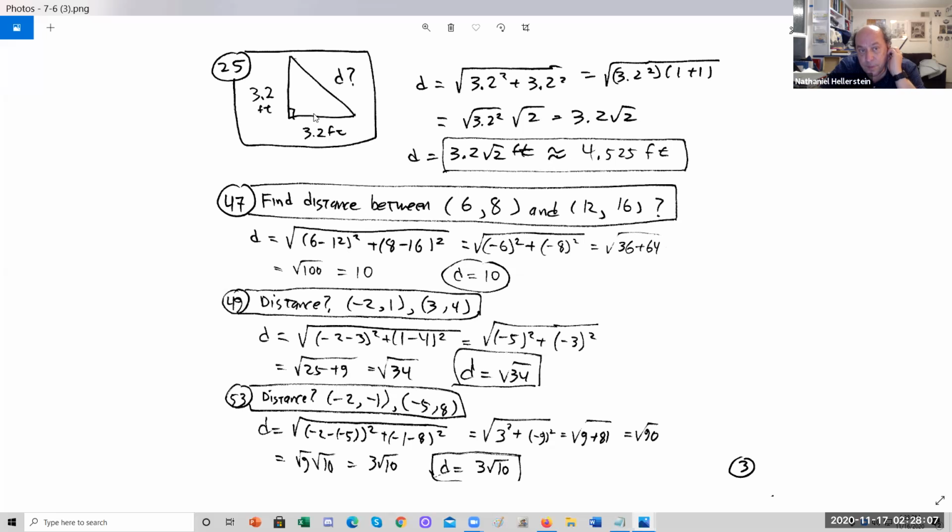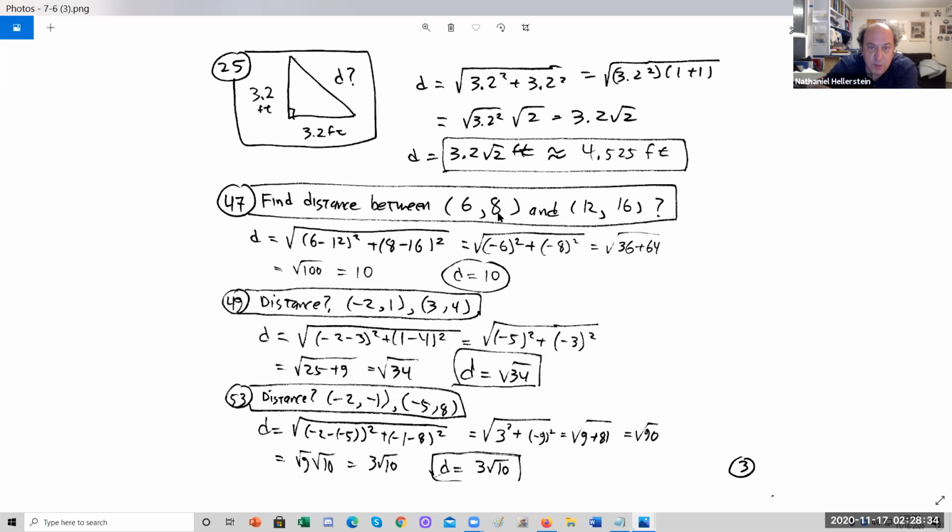All right, here we have a right angle triangle with two equal sides. 3.2 feet by 3.2 feet. So the diagonal is root of 3.2 squared plus 3.2 squared. That's 3.2 squared times 2. Root 3.2 squared times root 2. 3.2 root 2 feet, which is approximately 4.525 feet.